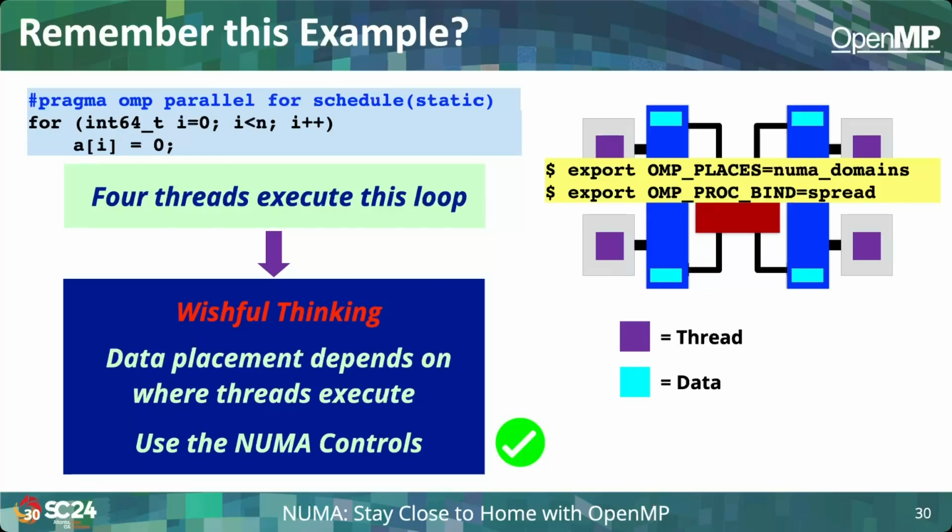And now I can, because I have my places and proc bind variables. So I can set OMP places to NUMA domains. That means I have four places here, the four domains, the four nodes that I have, and I want them to spread out. That means that when I run four threads, they'll each be placed on the individual node. Of course, if I have more threads than NUMA domains, then I'm going to have multiple threads per NUMA domain. But in my example, this is exactly what I want. And I can enforce it by setting these environment variables.